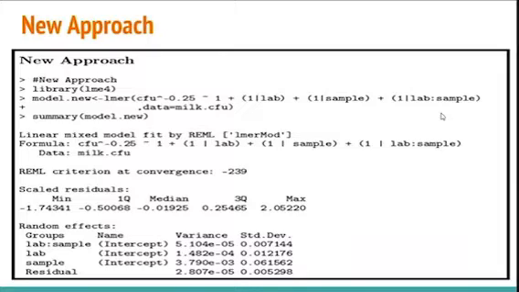Let's see what happened in the end. Now we actually run this. What do you see? Look at the random effect. The estimate of the variance will come out in the new approach. You see the variances now, right?